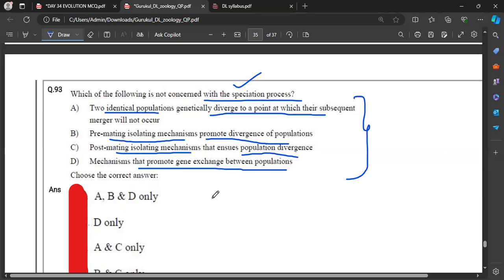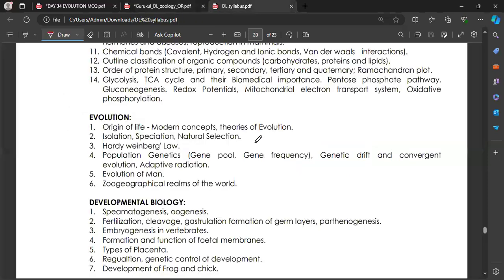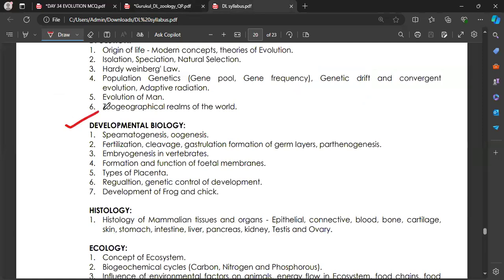Okay, we have no time to discuss this question. We'll stop here, and for tomorrow we are going to start developmental biology. Just read and come to class on spermatogenesis and oogenesis. Okay, so this is your homework for tomorrow.